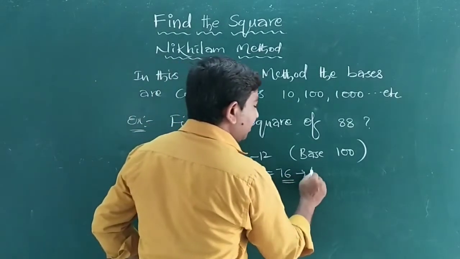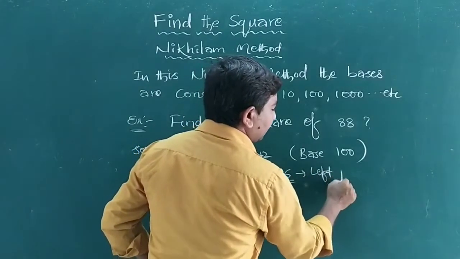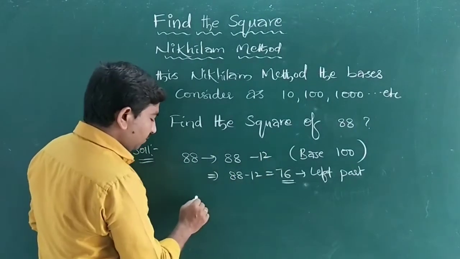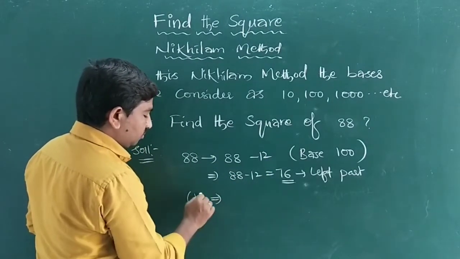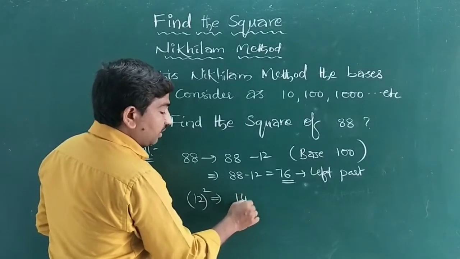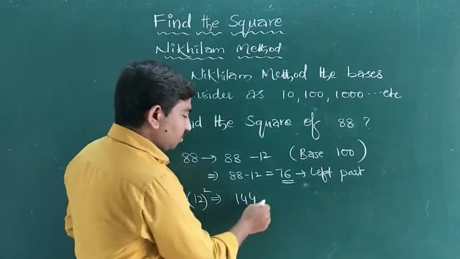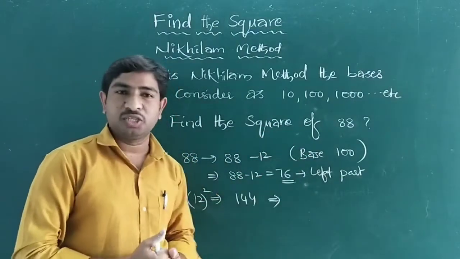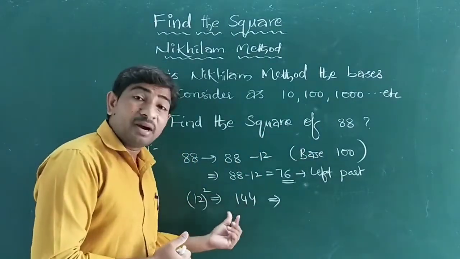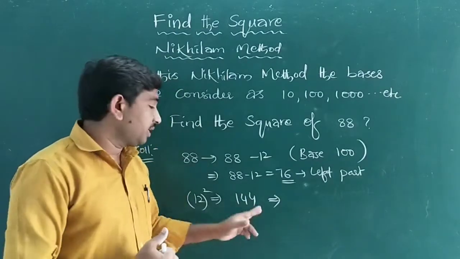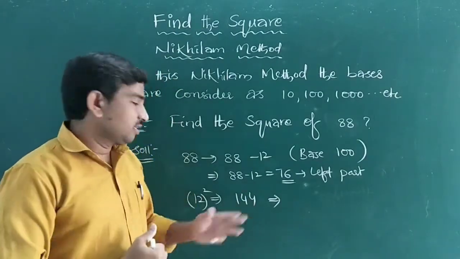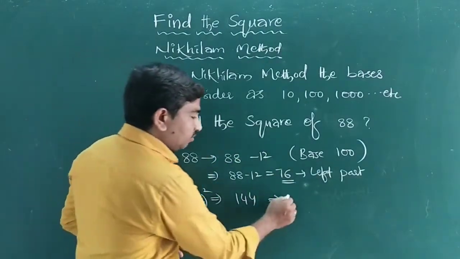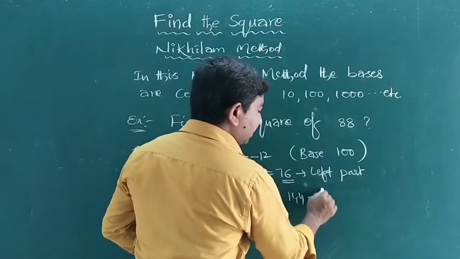So this is the left part of the answer. And next, what is the deficit here? 12. So 12 square is equal to 144. Already we know that. So as per our base 100, it has 2 zeros. Then our right part must also contain only 2 digits. But here 144 has 3 digits. So we have to add the 1 digit to the left part. So that is 144, this is the right part.